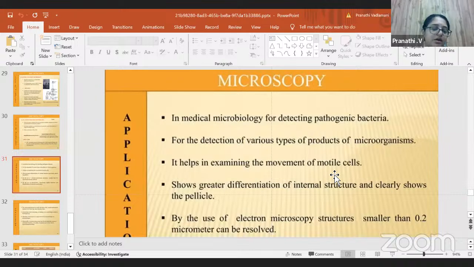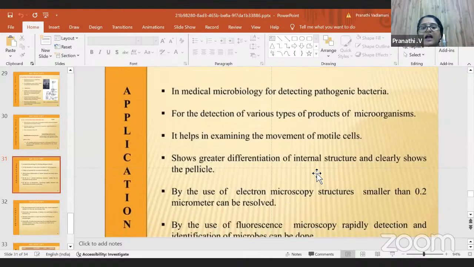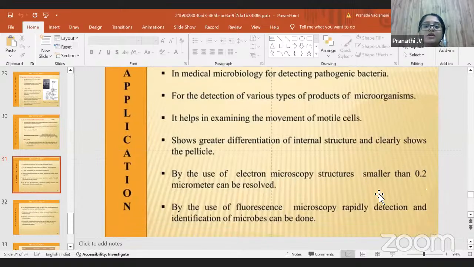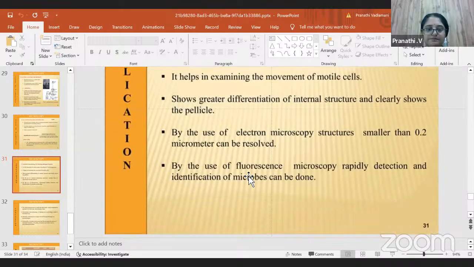So where are you going to see the applications of the microscope? Medical microbiology, detecting pathogenic bacteria, various types of microorganisms, motility, and the movement of cells can also be seen. It shows the differentiation between internal structures, especially if you want to see cilia and flagella, all of it can be seen. With electron microscopy, structures smaller than 0.2 micrometers can be resolved. And fluorescence can help in distinguishing between different kinds of cells.